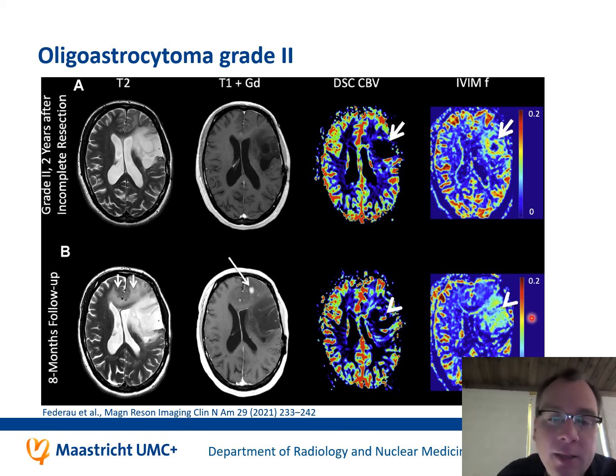And the idea is that in low-grade tumors, a high perfusion is usually a bad prognostic sign, and it's also called the angiogenic switch, which mainly means that new tumor tissue is growing and causing this bad prognosis.